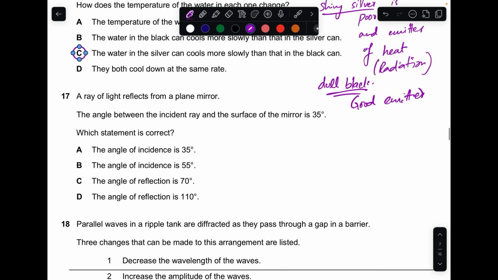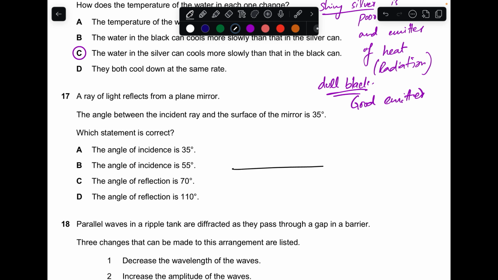Okay. A ray of light reflects from a plane mirror. The angle between the incident ray and the surface of the mirror is 35. Which statement is correct? Okay, so first you have to make the scenario. Let's suppose this is the mirror and there is a normal, the light is coming like this, and they are saying this angle between the surface and the ray is 35. So if this is 35, the incident angle will be equal to 90 minus 35, that will give you 55. So option B is correct.